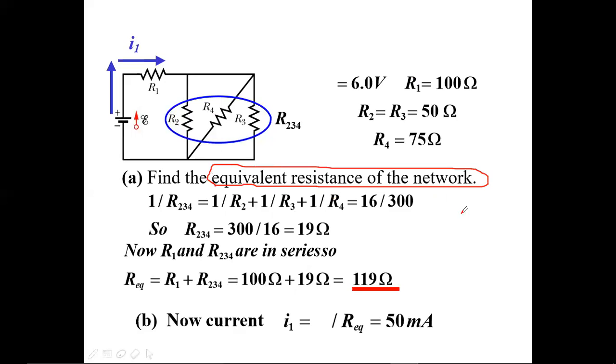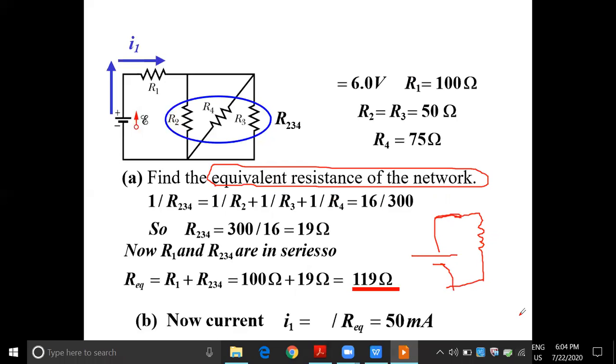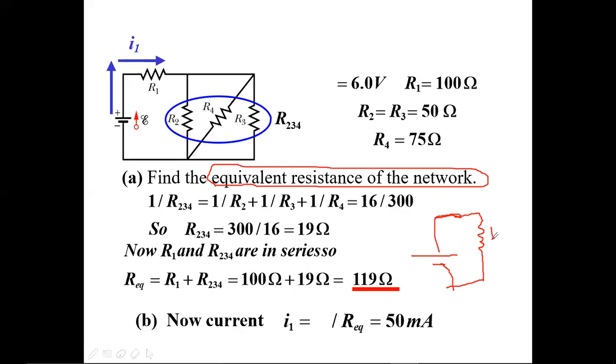How is this going to be? This is the battery. What is the value of this R1234? The value is 119 ohms. What is the value of this battery? 6 volts. Just 6 volts. This is the equivalent circuit, and this is the flow of current through this branch.